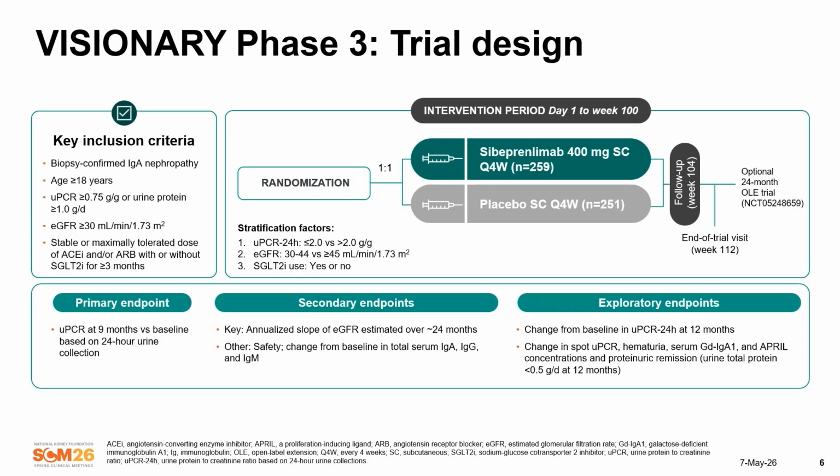Patients were stratified based on their proteinuria at entry, eGFR at entry, more or less than 45 milliliters per minute, and SGLT2 inhibitor use, yes or no. As you probably know, the primary endpoint was change in UPCR at 9 months compared to baseline. The key secondary endpoint is the annualized slope of eGFR. We don't have that data yet. Other secondary endpoints include safety and change in serum IgA, IgG, and IgM, and then some exploratory endpoints are listed here, including change in hematuria and serum galactose-deficient IgA1 and APRIL levels.